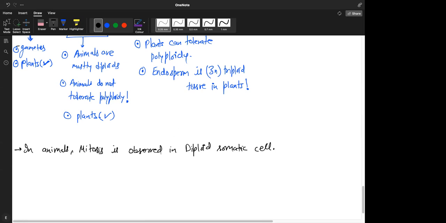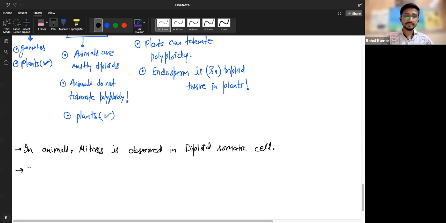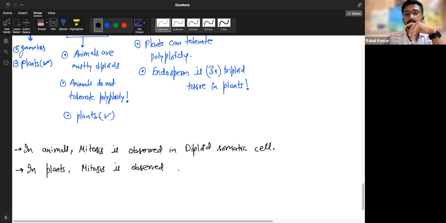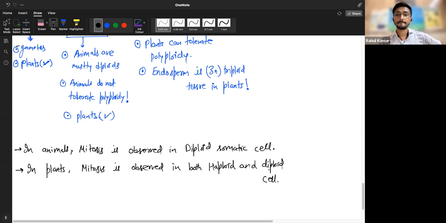But write down, in plants, mitosis is observed in both haploid and diploid cells. This is the difference between an animal and a plant. Mitosis is observed in both haploid and diploid cells.